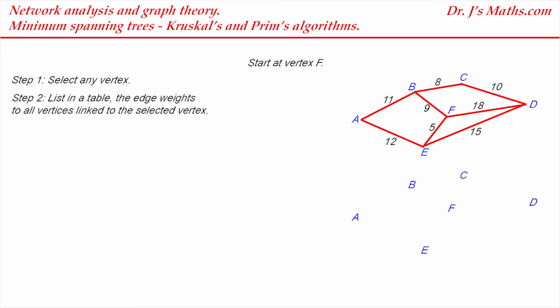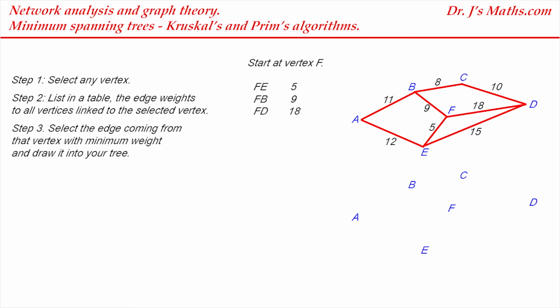So now I'm going to list in a table the edge weights to all vertices linked to that selected vertex, which is the F. So my edges from F are FE with a weight of 5, FB with a weight of 9, FD with a weight of 18. So the smallest weight is for FE with a 5, and so I put a little circle around the 5, and I join in my second diagram F to E.